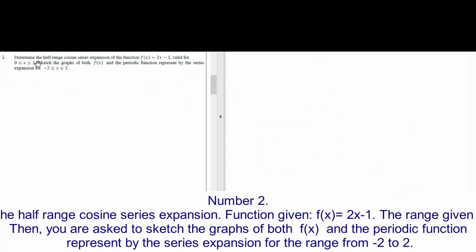Number 2. Determine the half-range cosine series expansion. Function given f(x) equal to 2x minus 1. The range given from 0 to 1. Then you are asked to sketch the graphs of both f(x) and the periodic function represented by the series expansion for the range from negative 2 to 2.